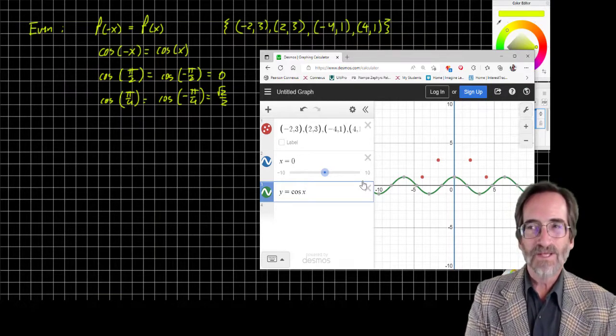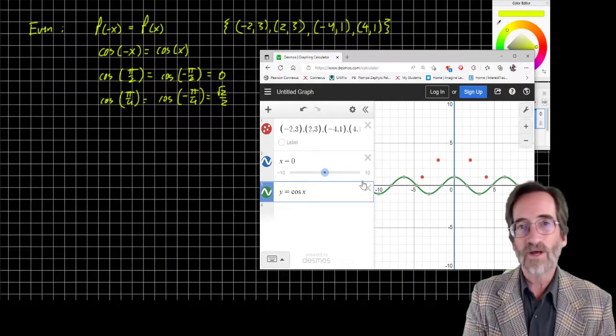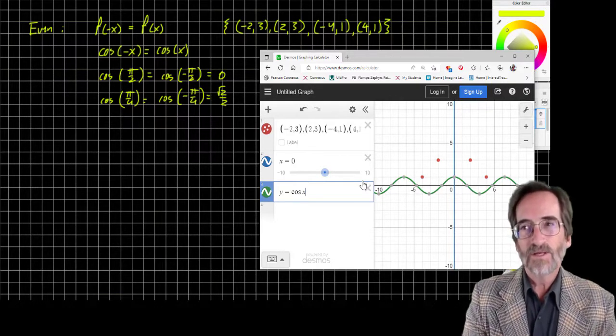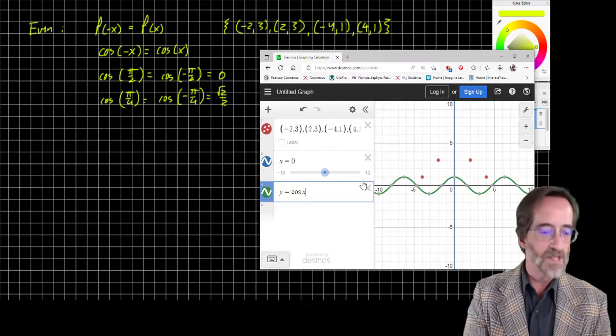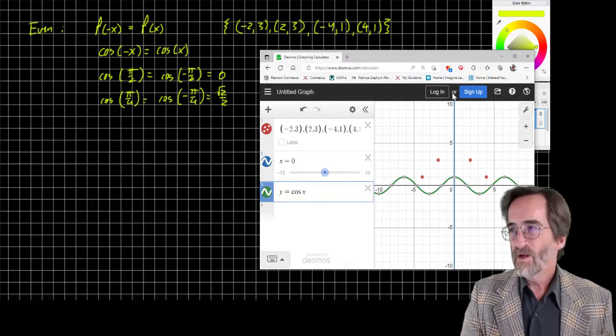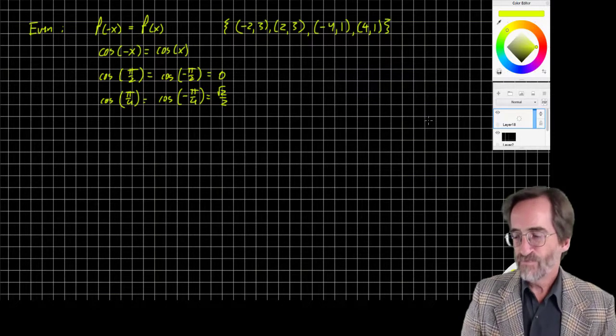But by definition, if you're asked to prove or demonstrate something is even, you need to prove that inputting a negative or a positive always gives you the same answer. Let's look now at odd functions.